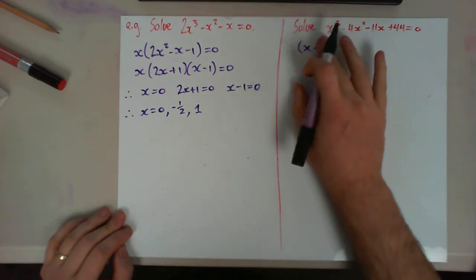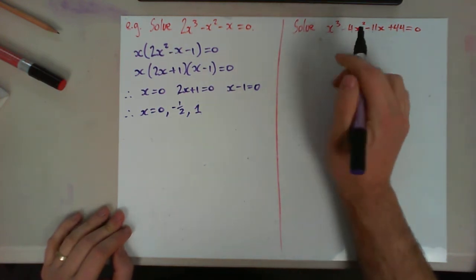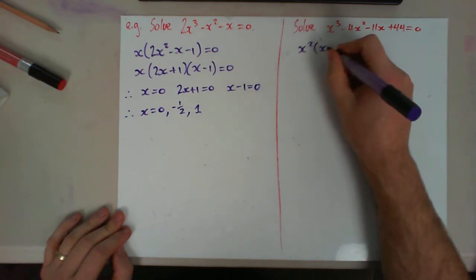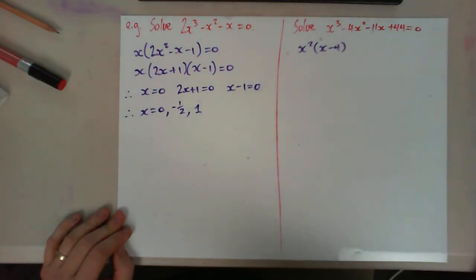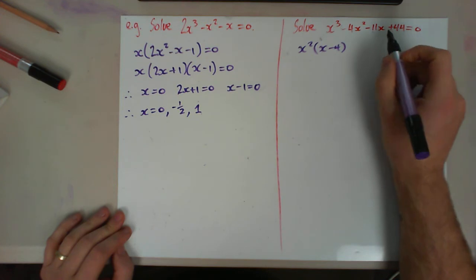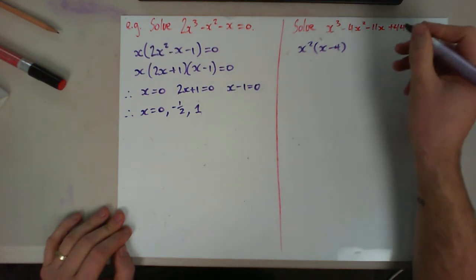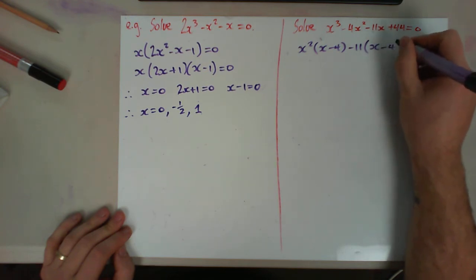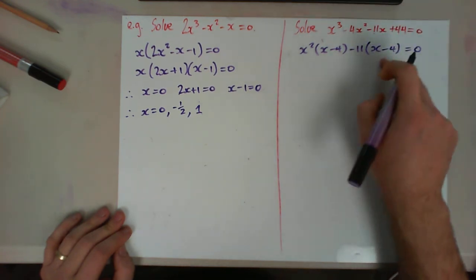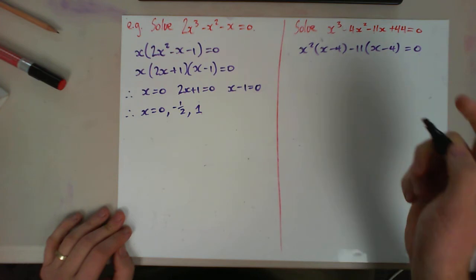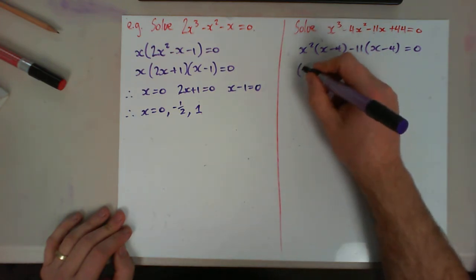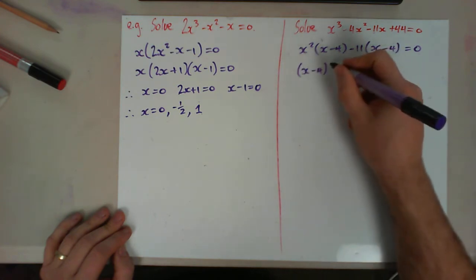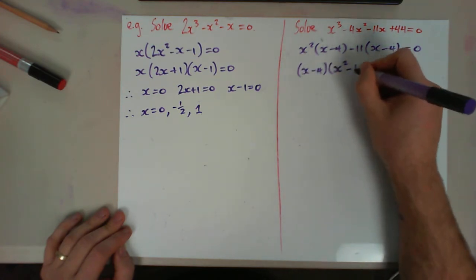Sorry, I ran the wrong way there. We can take out x² from these ones and leave x − 4. And we can look here and also take out a common factor, leaving negative 11 times (x − 4). This is one of our factors, so let me write that first: x − 4. Then what's left is x² − 11.